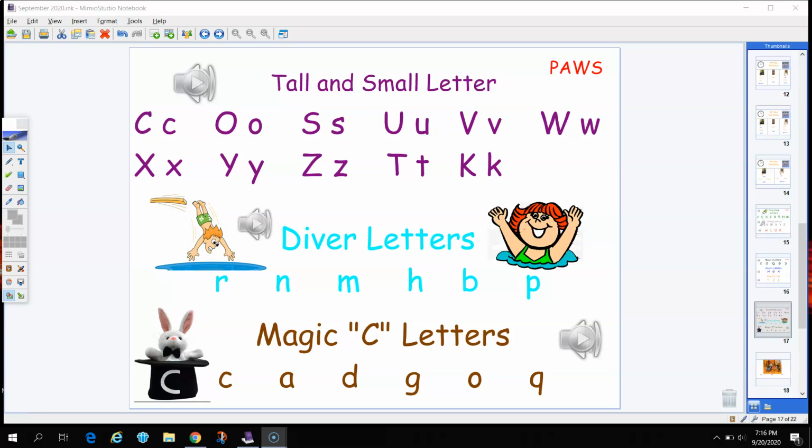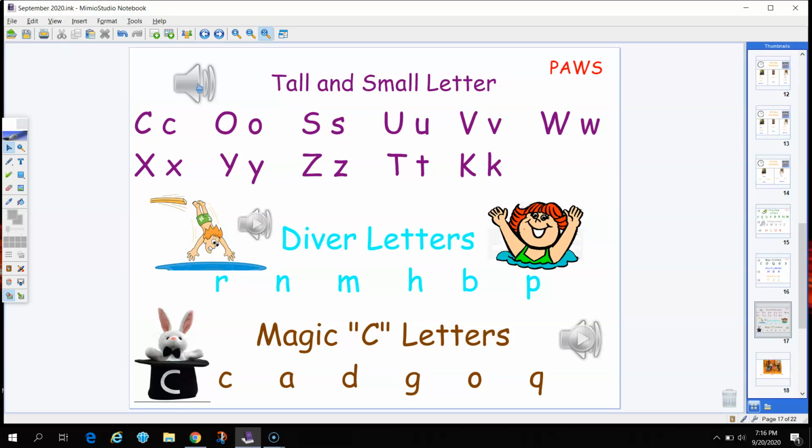Let's practice our capital and lowercase letters. Capitals and lowercase too. I can write some letters for you.